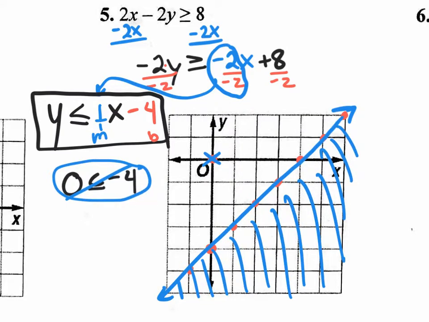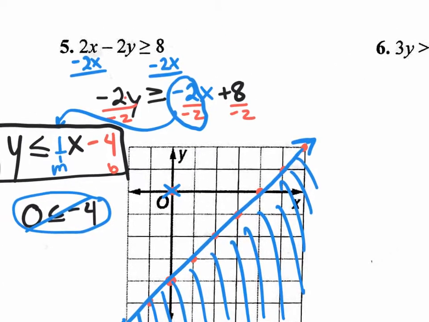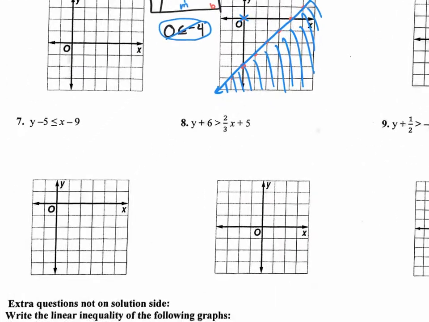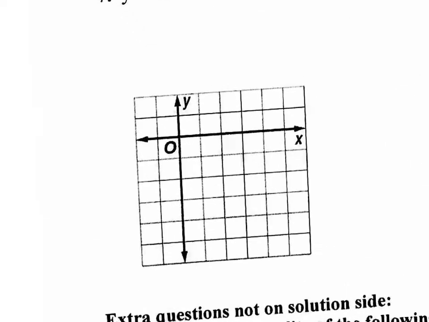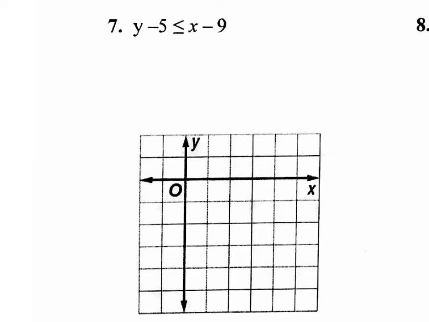Okay, let's go to the next one. The next odd one, because I already did a video on the even ones, so let's go to the odd one. Number 7. I want to get y by itself. What do I do? Add the 5. Thank you. And then we'll have y is less than or equal to the x. You're just going to rewrite it. And then negative 9 plus 5, that is negative 4.